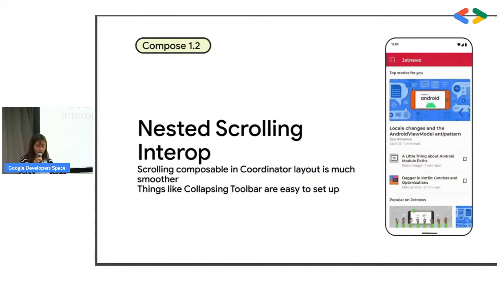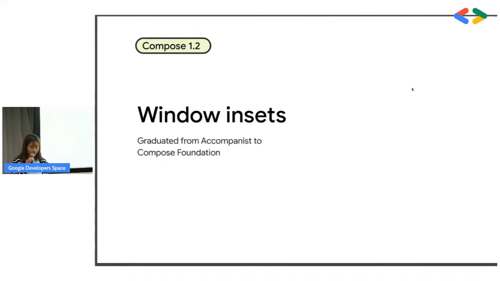And starting in Compose 1.2, nested scrolling is much smoother, and things like collapsing toolbars are easy to set up. Go and check it out. And for window insets, there is no extra dependency because it's already included in Compose 1.2.